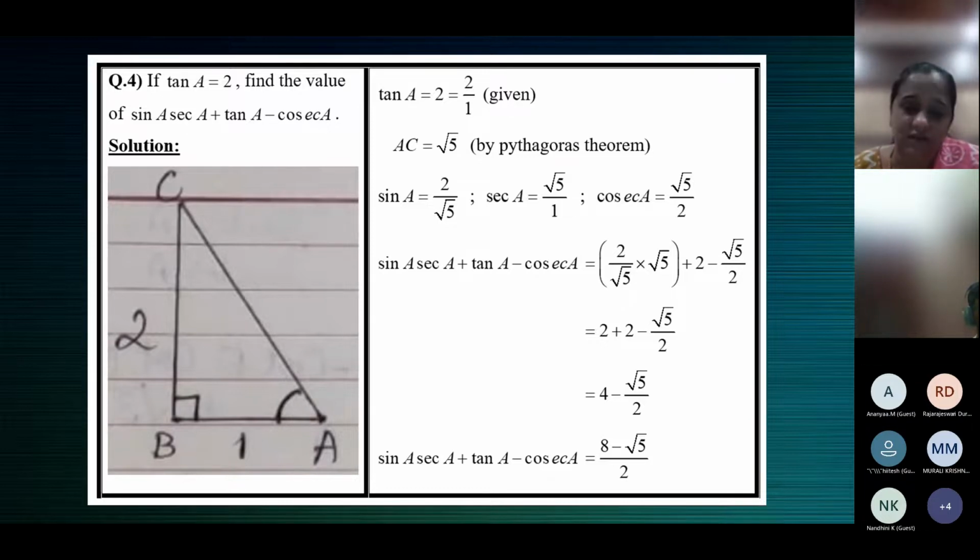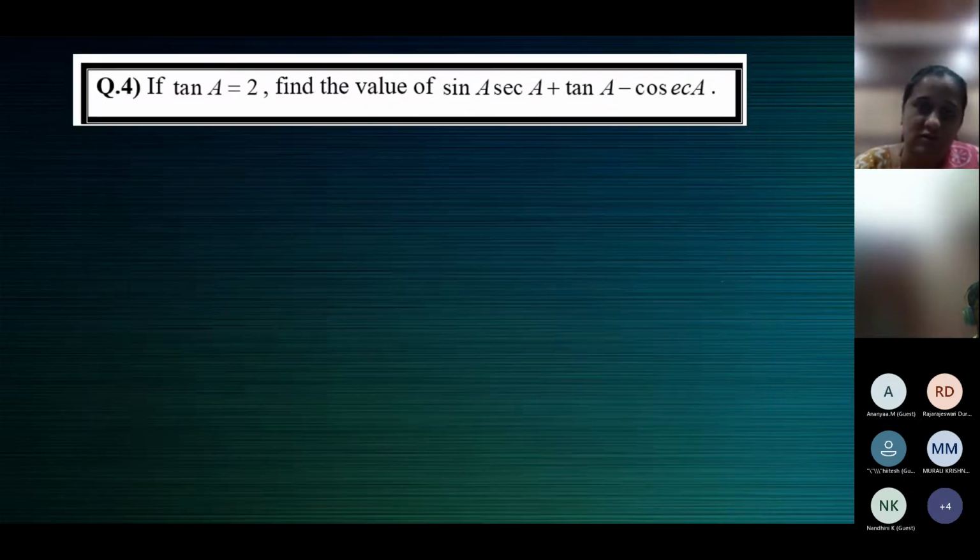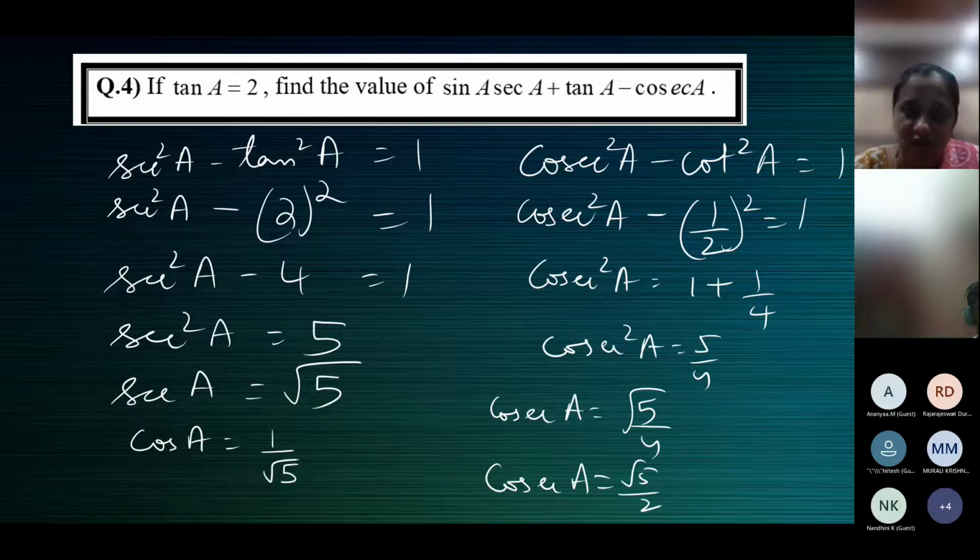So what do we understand? Given one t ratio, we can find the other t ratios using a right triangle. If the value is a standard value, which is found in the table, you can find the angle straight away. And supposing the angle is 45 degrees, we have to evaluate sine 45, secant 45 plus tan 45 minus cosecant 45. And these values you can get from the table, substitute and simplify.